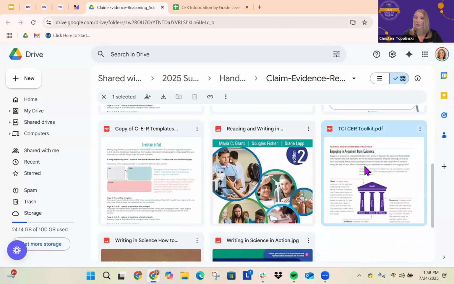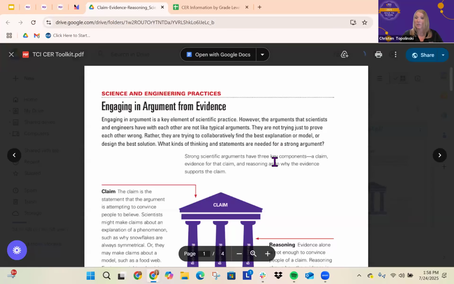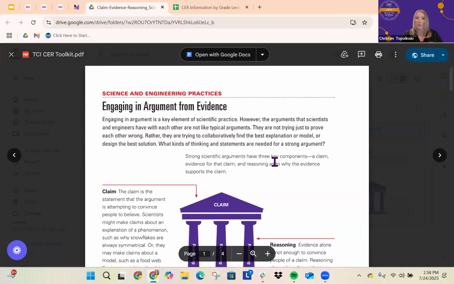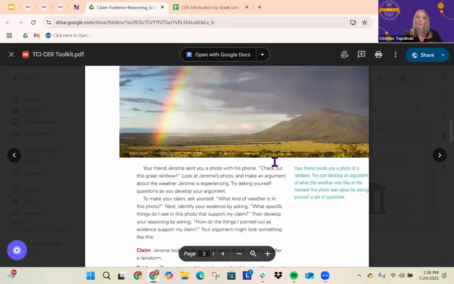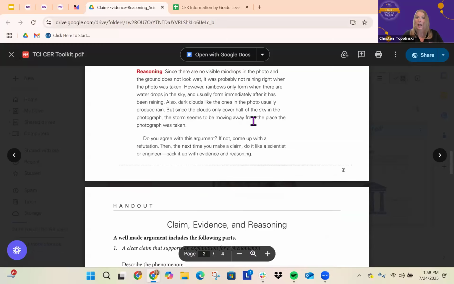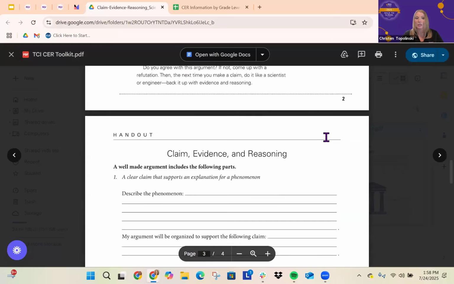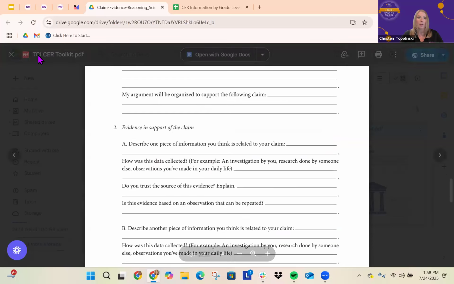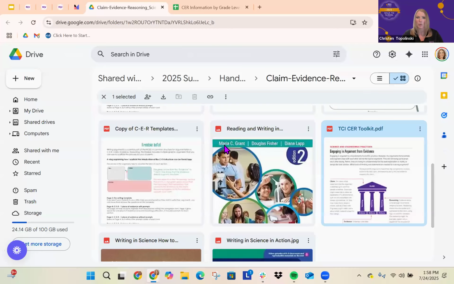Then the toolkit is in there. It's available on TCI for 6th through 8th grade, but I really think you could use it at lower grade levels. It helps to identify the definitions and gives you an example of all of that. Some of this might be a little challenging for 3rd graders, but there's some pieces you could use.